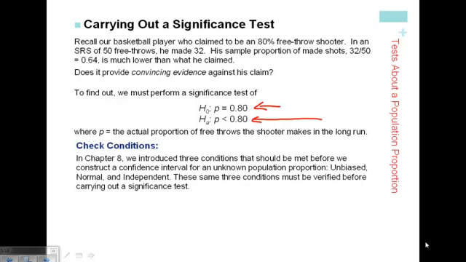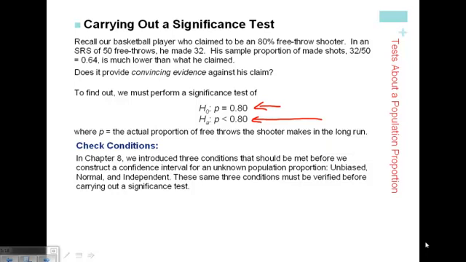Now we're going to go back, bring back some ideas from a previous chapter, and tie it all together. In order to go from the data, 32 of 50 shots made, all the way to the end part, which is the conclusion, which is, do we reject H0 or do we fail to reject H0? In order to make that path, we're going to do some things that we did before.